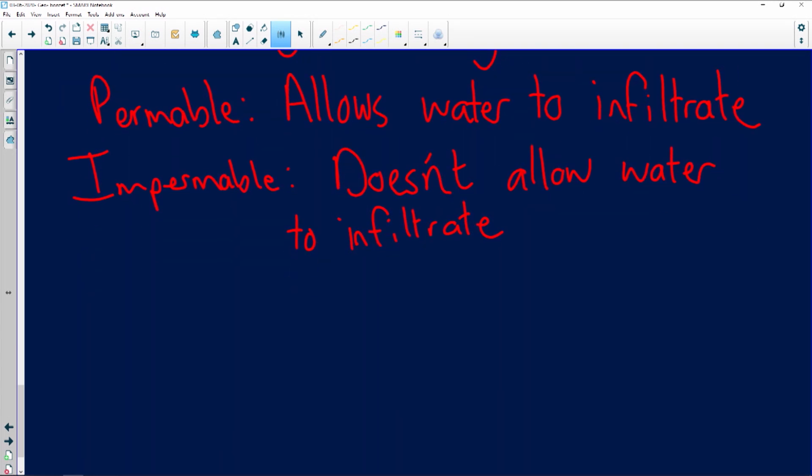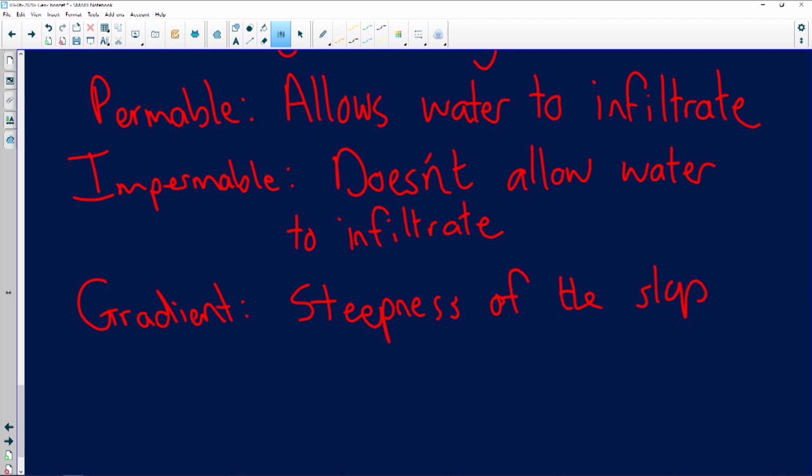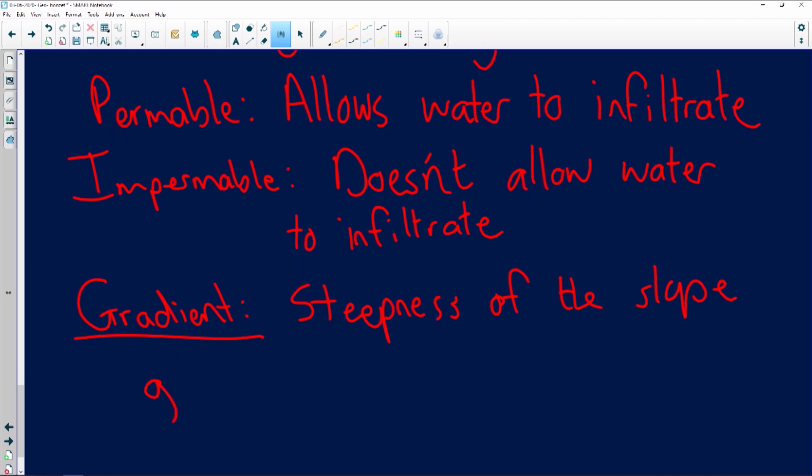Very important, we can look at the gradient. Okay, steepness of the slope. Okay. Now, when we look at gradient, we can have a look at two examples. We look at a gentle slope and a steep slope. It's right there. Gentle and steep.